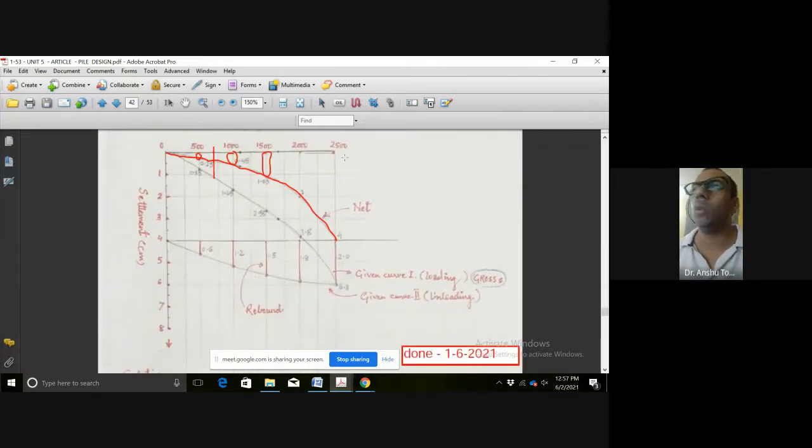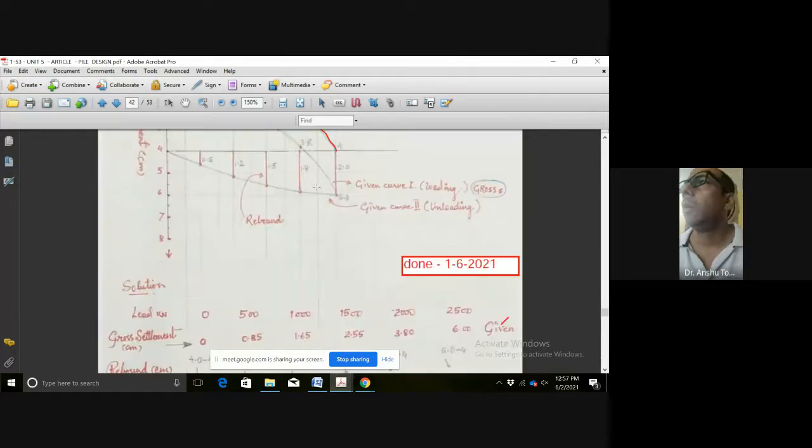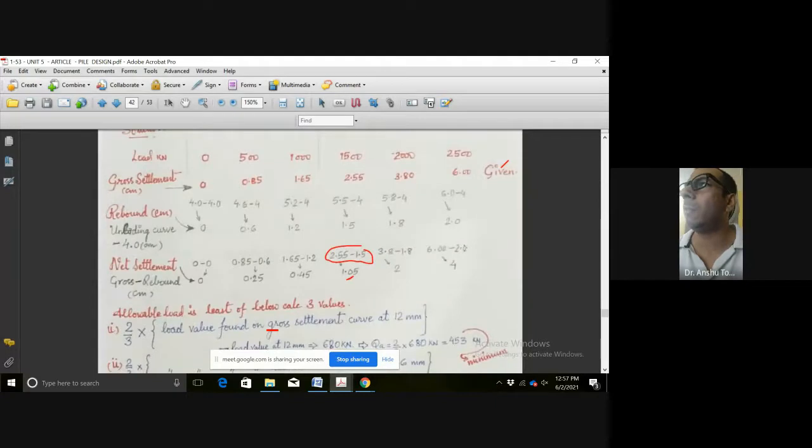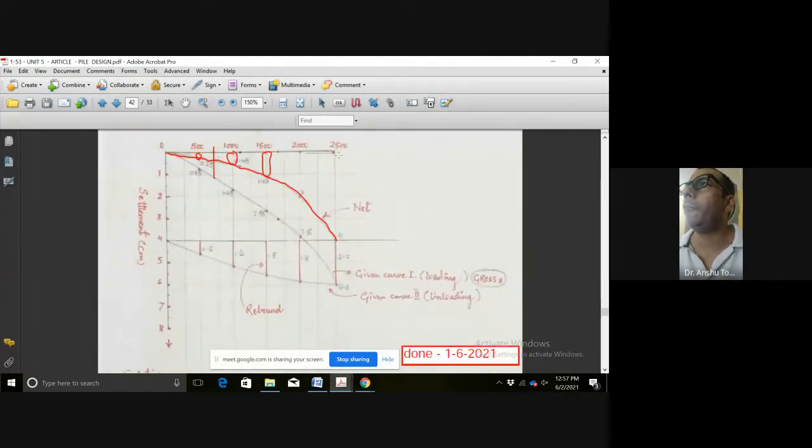Finally, this last value corresponding to 2500 kilonewton is going to be 6 minus 2. That is, we are able to see that 6 is this one value. This is the total gross settlement minus the rebound settlement, which is 2 centimeter. So we will get the net settlement as 4 centimeter. So this curve will be obtained like this.